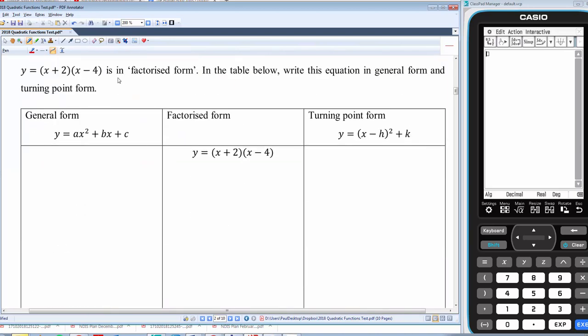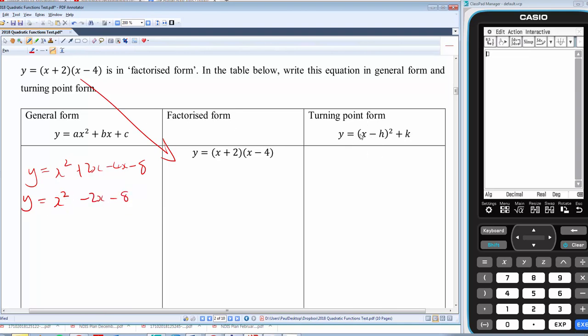Okay, this one here noted that this was in factorised form, and we wanted you to put it into the two other forms, which was general form, so ax squared plus bx plus c. So what we had to do for that is expand that, and you did this well. So x squared plus 2x take 4x take 8, which is y equals x squared take 2x take 8.